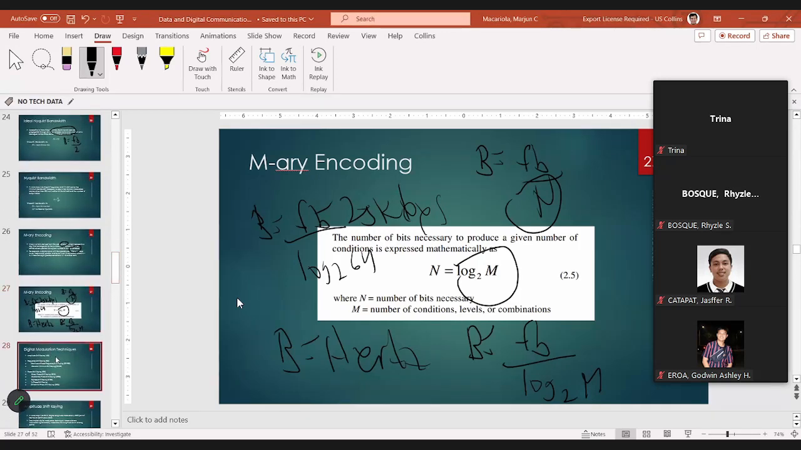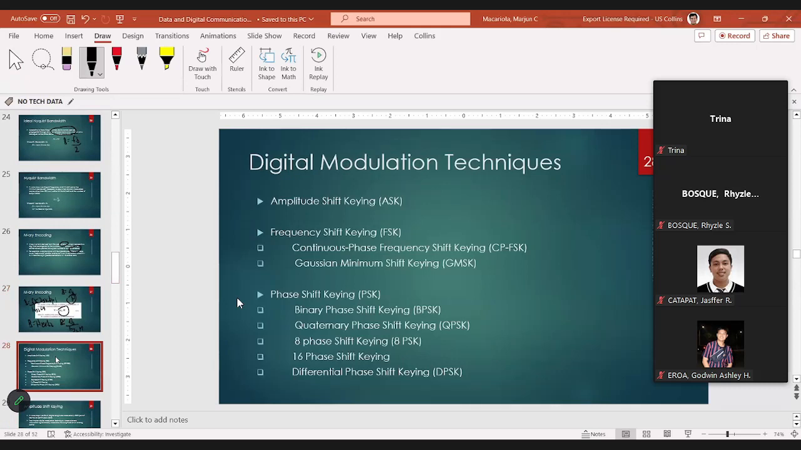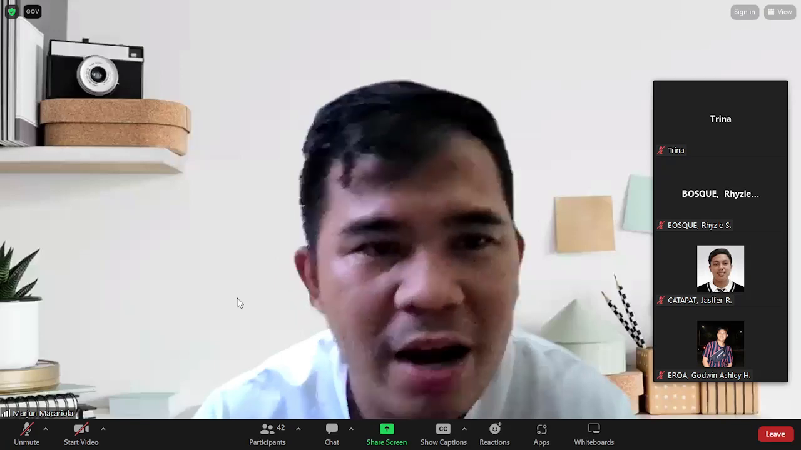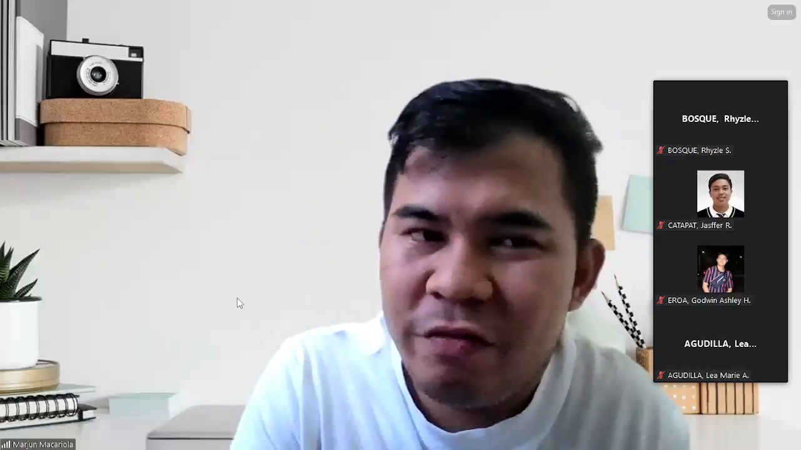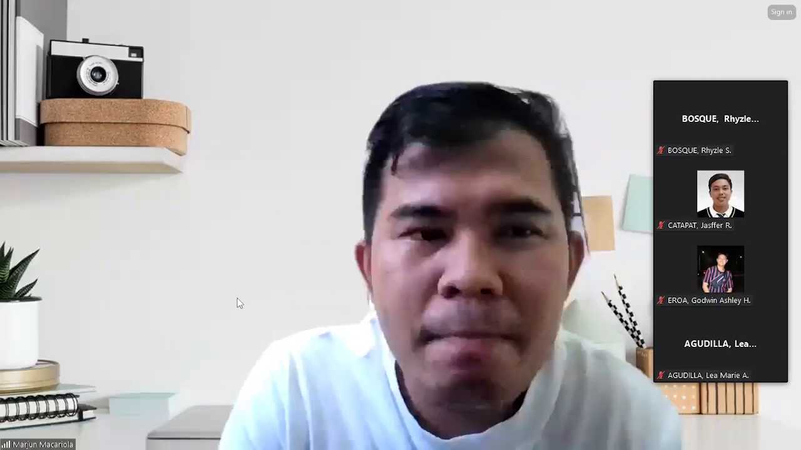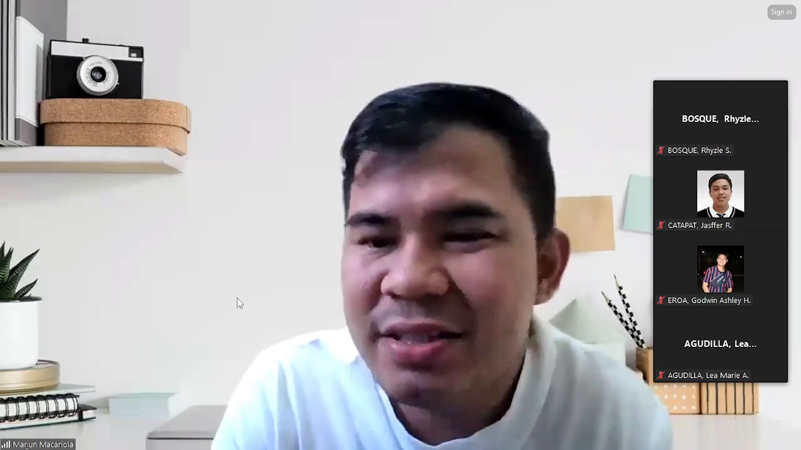Ayan. So papasok na tayo sa different digital modulation techniques. The most common of the digital modulation techniques are amplitude shift keying, frequency shift keying, and phase shift keying. Okay? So, can someone share kung ano yung natutunan nila about amplitude shift keying? Anyone? Based sa assignment nyo, what you have understood or remembered about ASK?